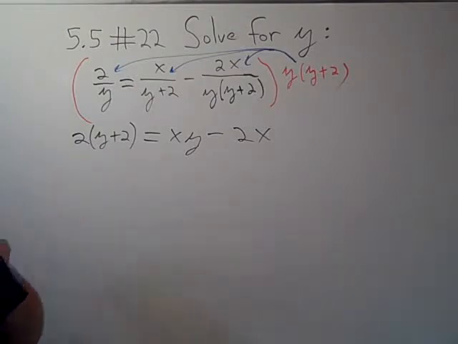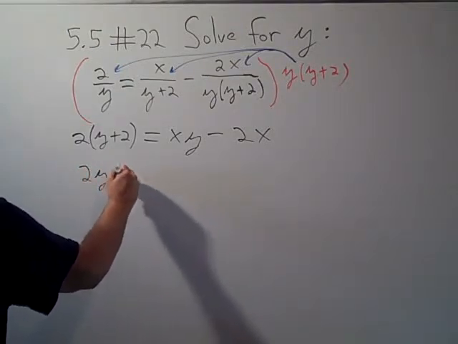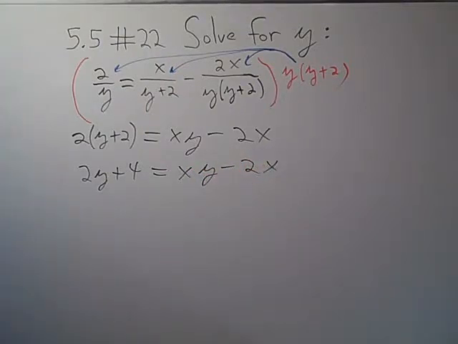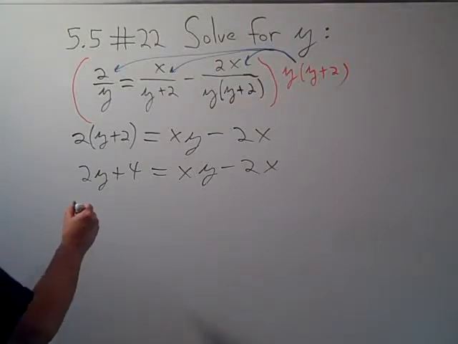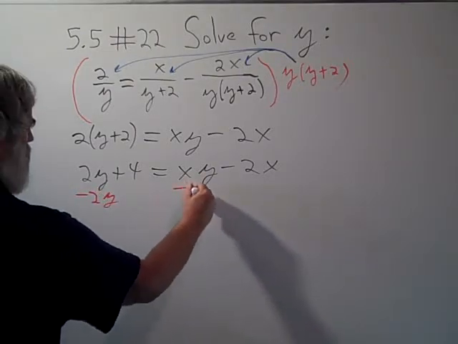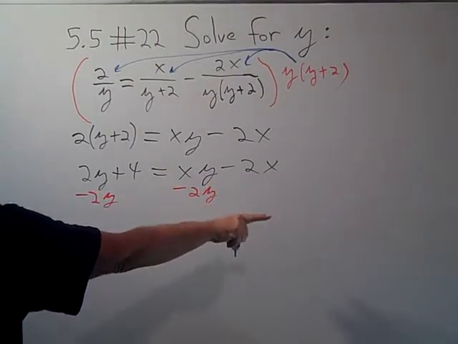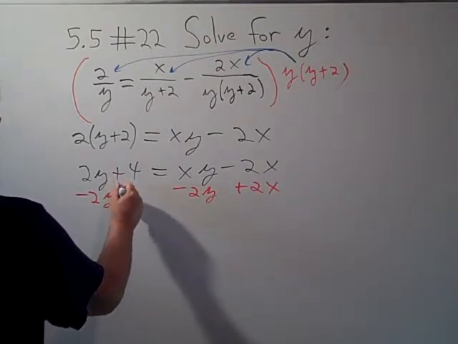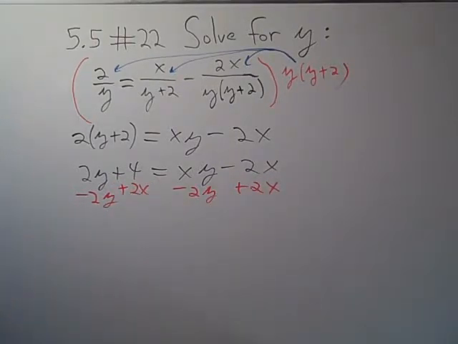Distributing the 2 through the parentheses here, we have 2y plus 4. Use xy minus 2x. We want to solve for y, so we want all the y terms on one side, and all the non-y terms on the other. So I'm going to take 2y's away from both sides. That brings all the y terms to the right, so we don't want this non-y term. So I'll add 2x to both sides.